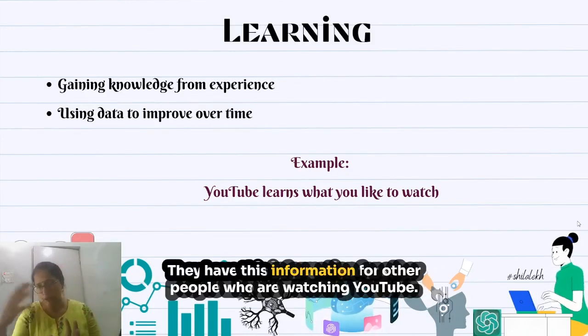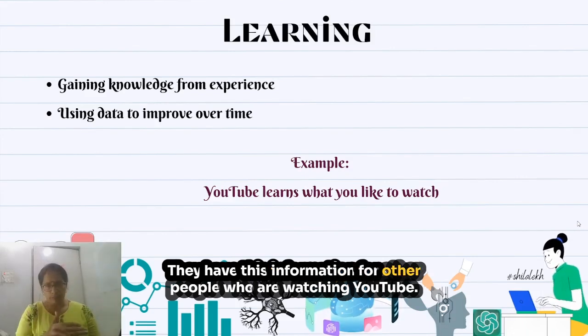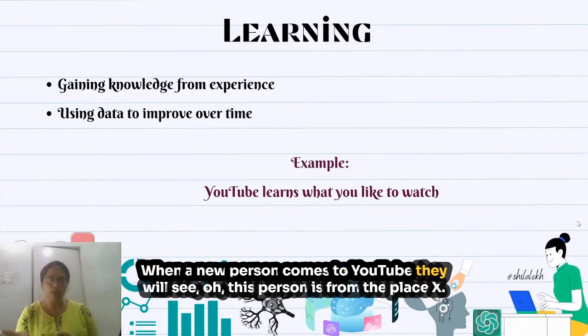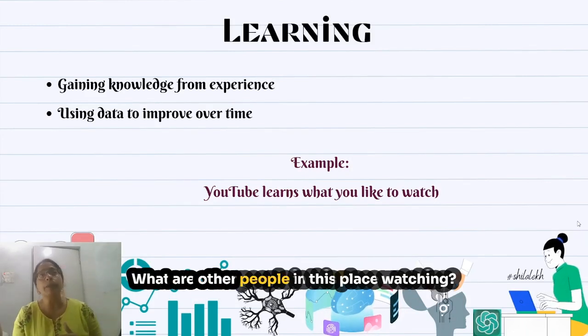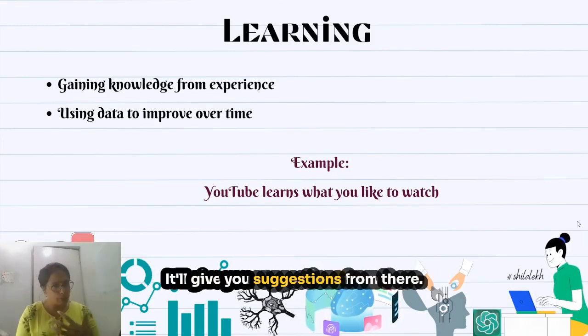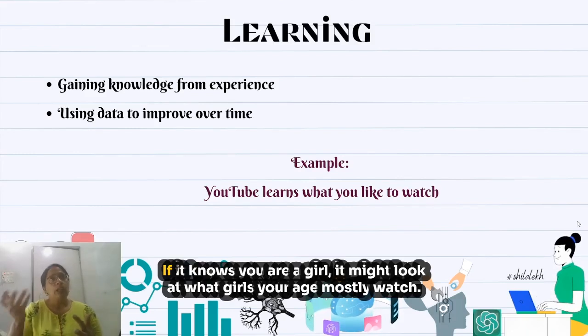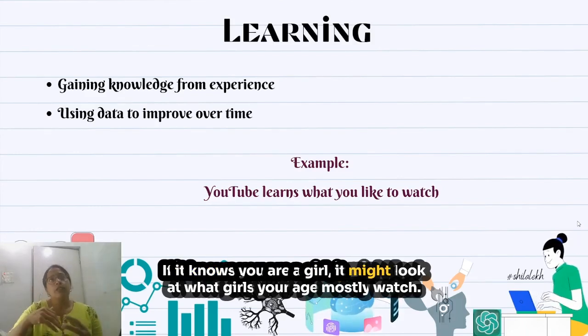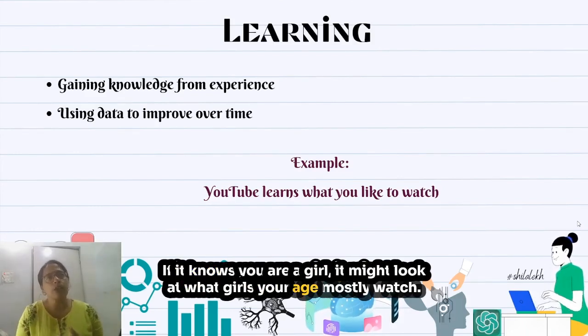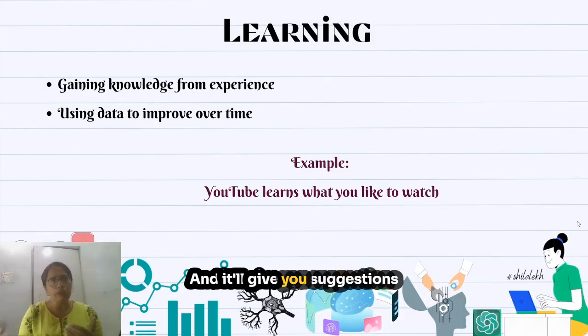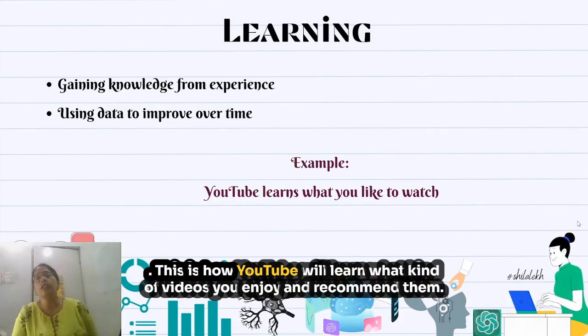They have this information for other people who are watching YouTube. When a new person comes to YouTube, they will see, oh, this person is from the place X. What are other people in this place watching? It will give you suggestions from there. If it knows you are a girl, it might look at what girls your age mostly watch and give you suggestions. This is how YouTube will learn what kind of videos you enjoy and recommend them.